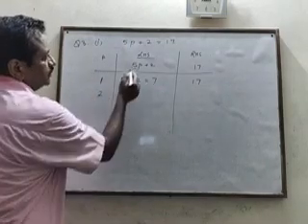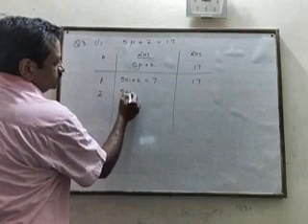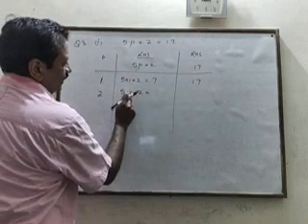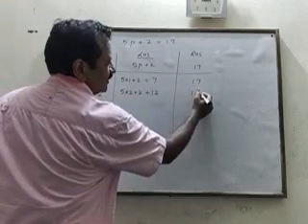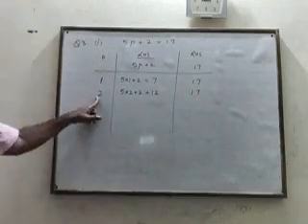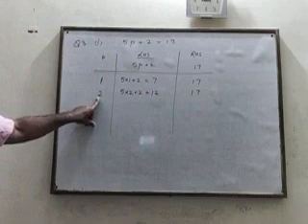Now put 2. So 5 into 2 plus 2, 5 twos are 10, plus 2, 12, and here it is 17. So p equal to 2 is also not serving our purpose. So p equal to 2 is also not our solution.